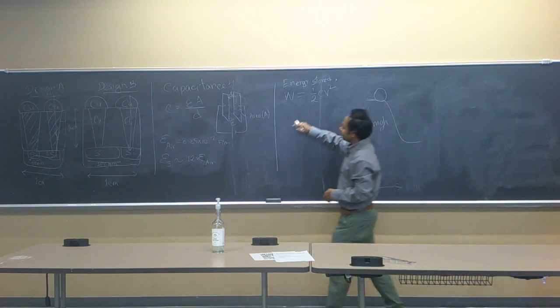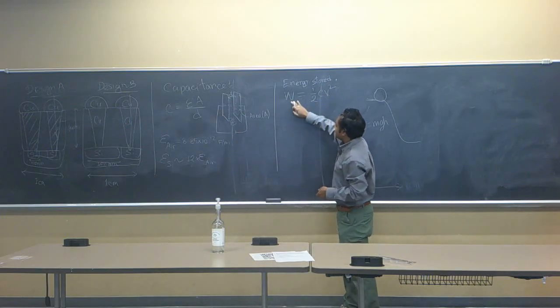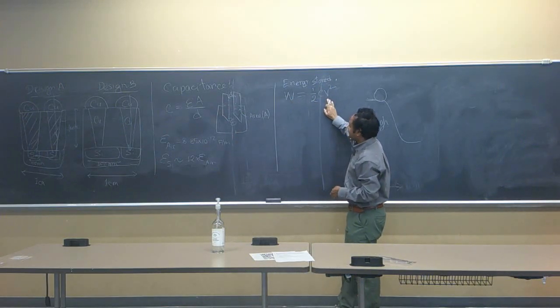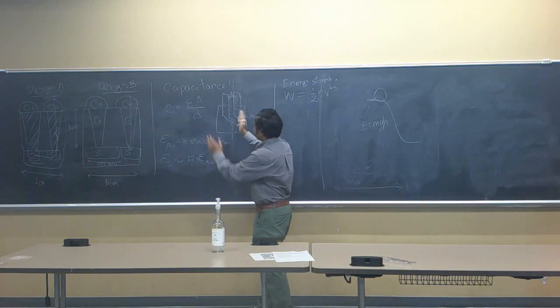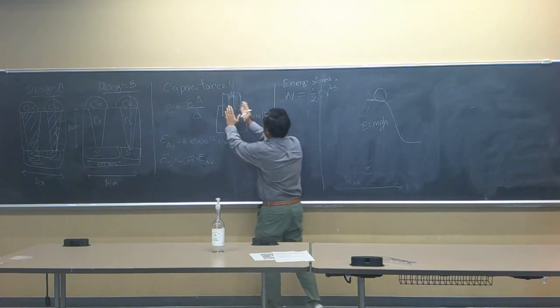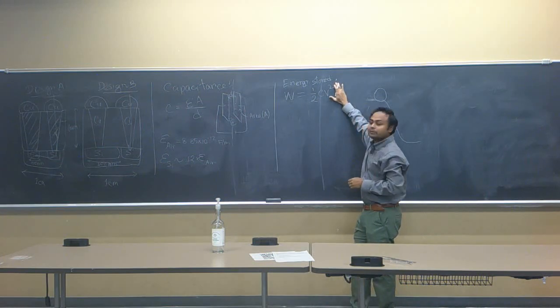In the same way, in a capacitor, the energy stored is half CV square. And if the capacitor plates can move around, they will always reorganize in such a way that the total energy inside the capacitor is minimized.